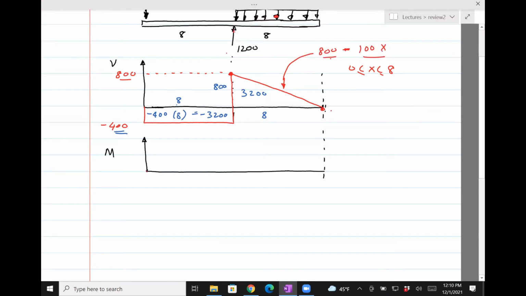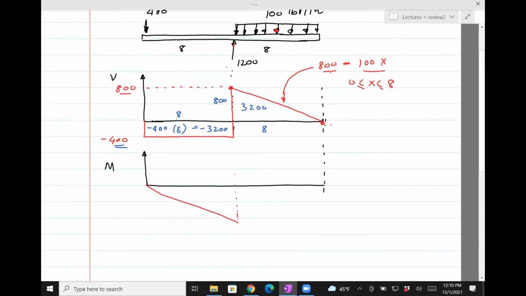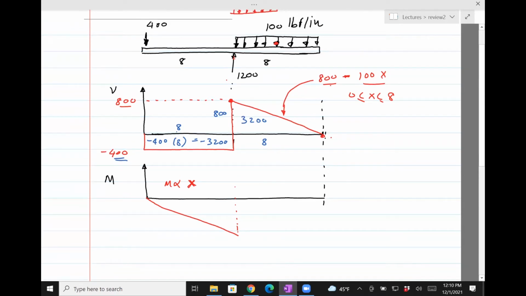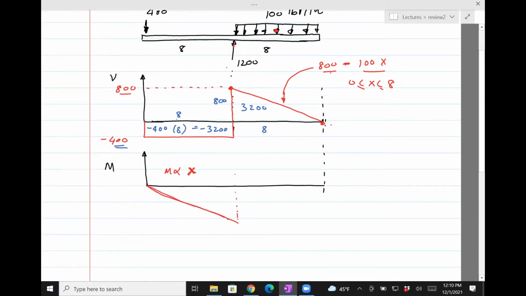So what will happen is it will look something like this. It'll increase linearly. Okay. The reason why it increases linearly is because the moment here is going to be proportional to x, right? What's the moment? It's going to be 400 times, it'll be some formula, but it will be a linear function of x. And so it'll be a ramp like this. It won't be a horizontal line. From here to here, so this is 3,200.